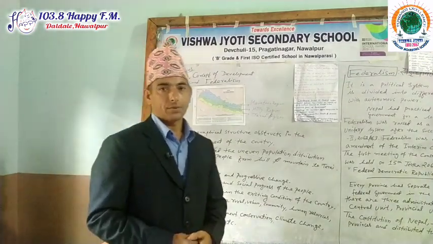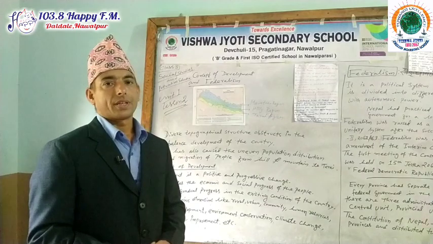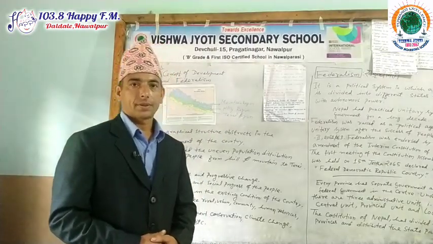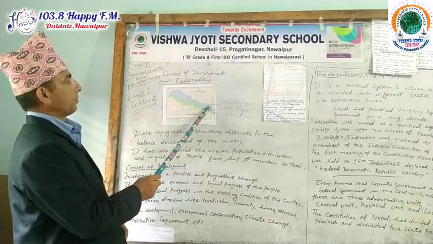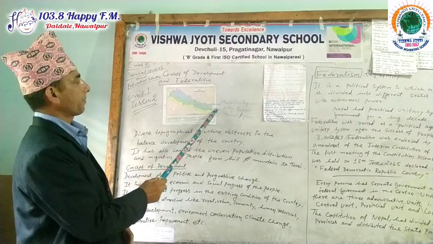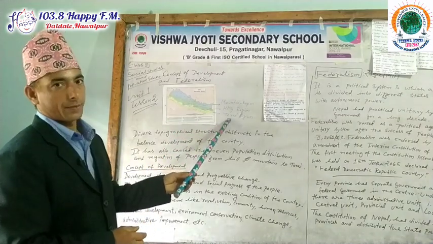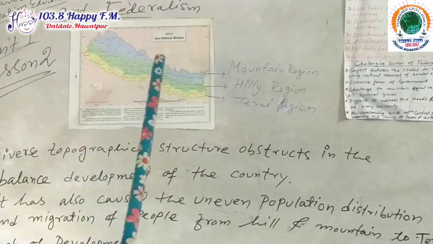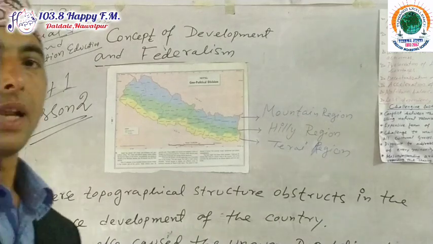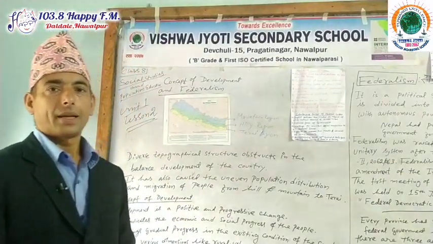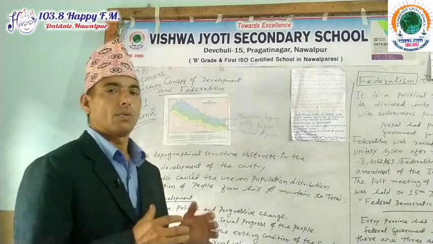As we know, children, Nepal is a mountainous landlocked country. So it has a very diverse climate and geographical regions: Himal, Pahad, Tarai. As you can see in the pictures, the blue border is the mountain region, the green is the hilly region, and the yellow part is the Tarai region. As we know, the diverse geographical and climatic conditions have made Nepal a beautiful country. On the other side, they obstruct developmental works.